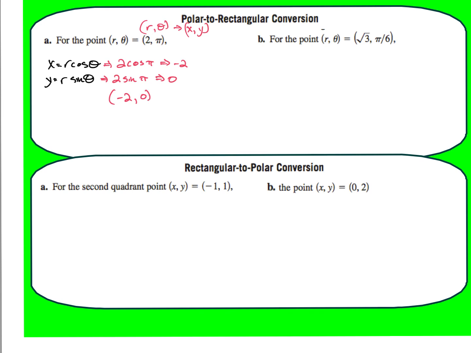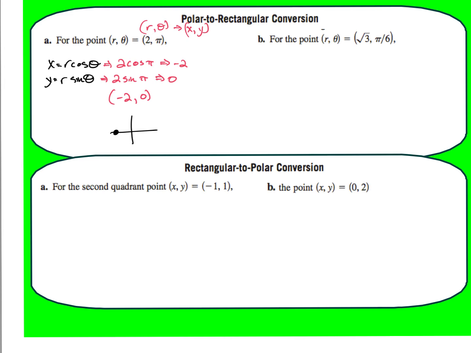Now, let's think about what this did. If I have 2 comma pi as my polar pair, as my polar coordinate, where's pi at? It's left, right? It's the x-axis. And how far out did we go? We went out how many? 2. So it's right there. Guess what we did? That's the same thing as what? -2 comma 0. All right, so that one you really didn't even have to do any math. All right, let's do B.